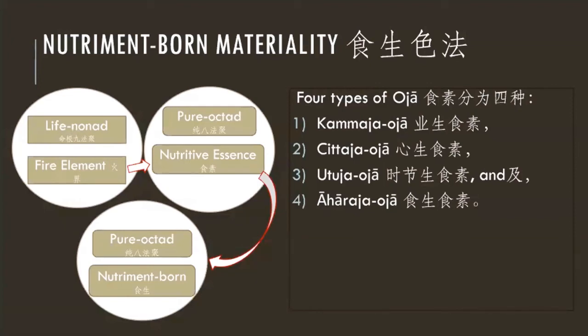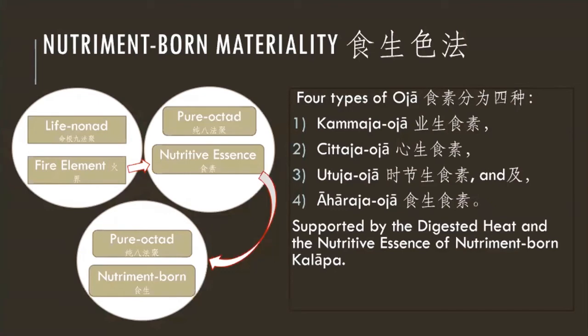So, how does it produce? There can be 2 different supporting causes of these 4 types of oja. It can be supported by digestive heat and also by the nutrient essence of nutriment-born kalapas. For example, Kammaja oja is supported by digestive heat and also by the nutrient essence of nutriment-born materialities. It can produce new generations. Similarly, Cittaja oja is also supported by digestive heat and the nutrient essence of nutriment-born kalapas that spread all over the body. It also can produce new generations. Utuja oja is also the same. It can produce new generations.